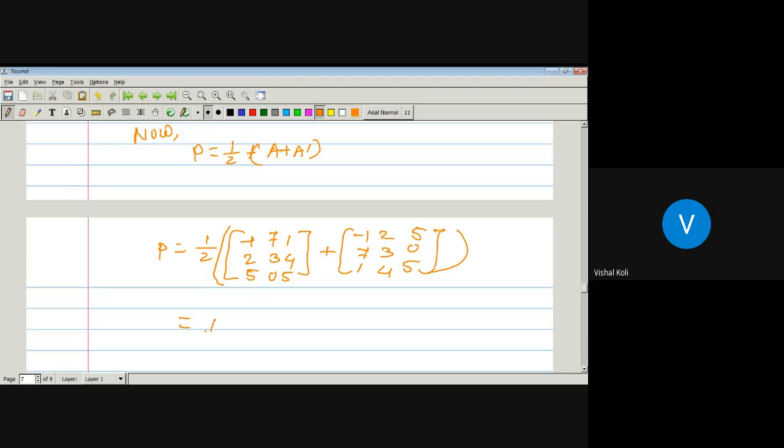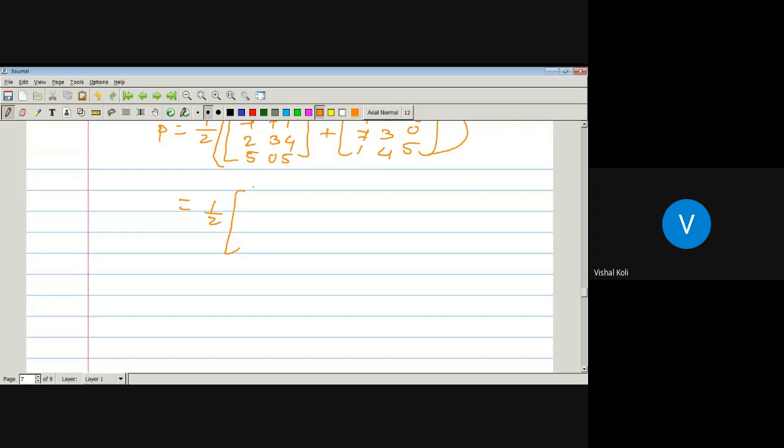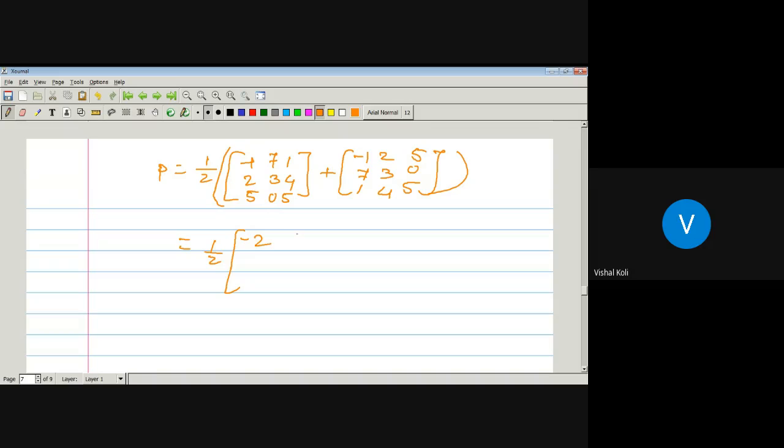Now which is equal to 1 by 2. Now we know how to add two matrices. We just have to take the sum of corresponding elements. Minus 1 minus 1 is minus 2. 7 plus 2 is 9. 1 plus 5 is 6. 2 plus 7 is 9. 3 plus 3 is 6. 4 plus 0 is 4. 5 plus 1 is 6. 0 plus 4 is 4. 5 plus 5 is 10.